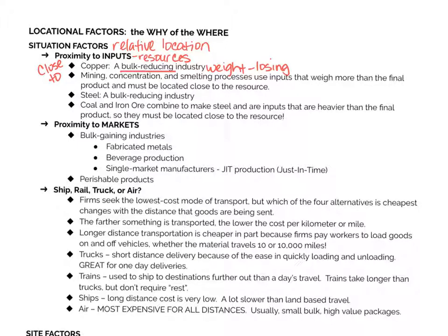Same thing with bulk reducing. You have to get your resource to you. The heavier it is, the more expensive it is. So if it's really heavy, do you want to be close to it? Yeah. Why? So that it's less money. It's cheaper. So if it's a bulk reducing industry, a weight losing industry, they have to be close to their inputs, to their resources. The ones on here, like copper and steel, are the two most common types of bulk reducing.